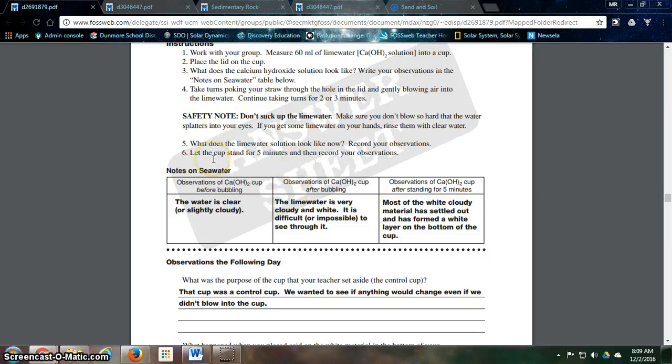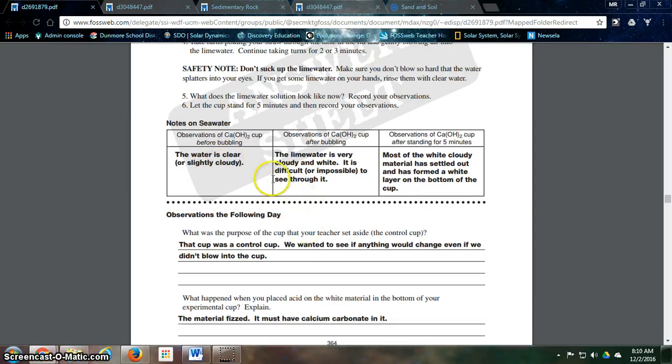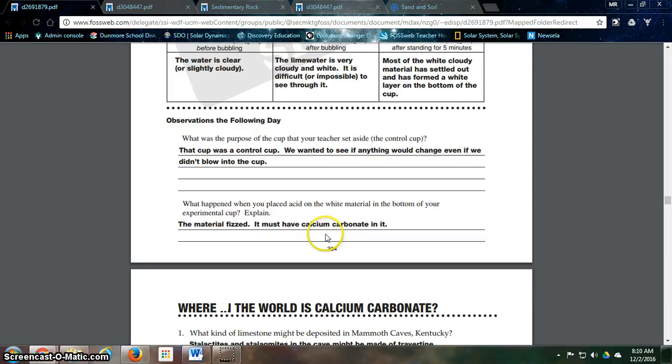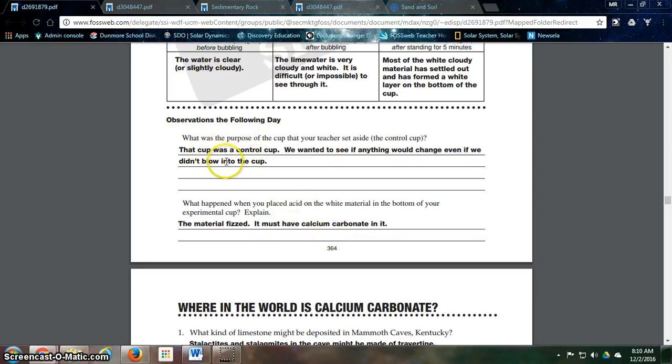For the lab, we poured some water in, we blew some bubbles in it, and we took some observations before blowing bubbles in there, right after blowing bubbles, and after it sits. And then the next day when we came back, we noticed that there was a white precipitate at the bottom, and after letting it dry overnight, the water evaporated out and the harder white powder was left behind in the bottom of the cup. So we can see what happened at each stage of this, and a couple of the questions that went along with this lab.